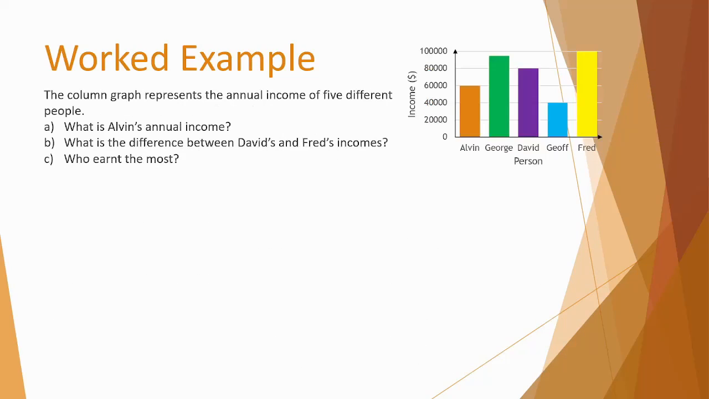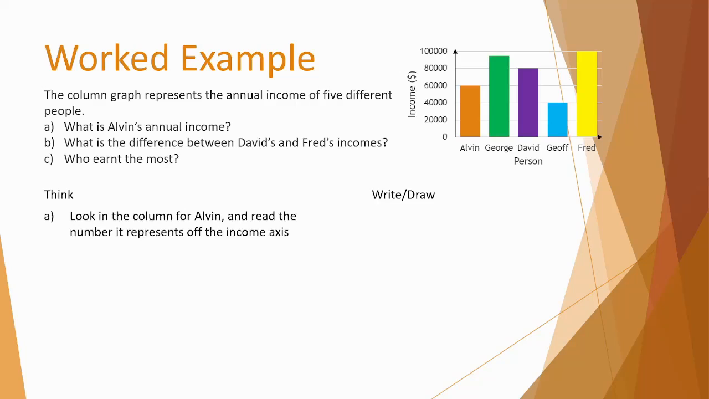Now here's a worked example for a column graph. Now the column graph represents the annual income of 5 different people, and I can see that each person there has their own column, and I can see that the incomes are written up the left hand side. So underneath I will do my thinking again and my writing so that the teacher can understand what I know of this problem. So the first question is, what is Elvin's annual income?